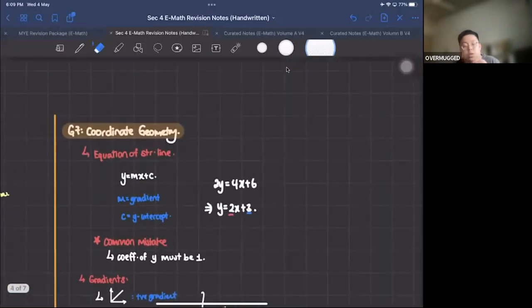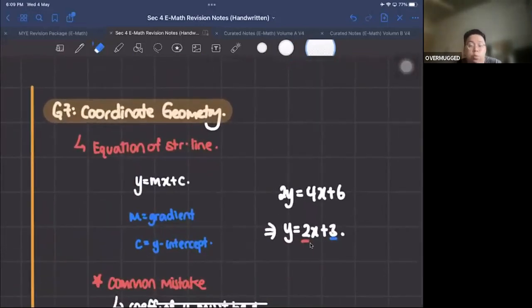Coordinate geometry. This chapter I think a lot of people struggle with, but personally I don't think it's a very difficult chapter. I think it's fine, to be honest. So let's go through this quickly.